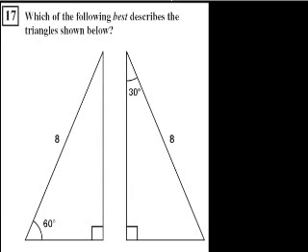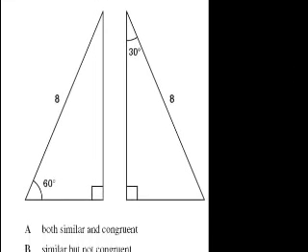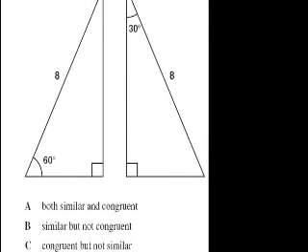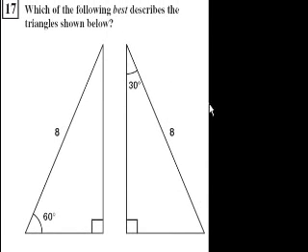All right, we're on problem 17. It says, which of the following best describes the triangles shown below? They want to know, are they similar, are they congruent, etc. So let's think about it a little bit. They tell us that this is a 60-degree angle, this is a 90-degree angle, right? They do this little square thing there that tells us 90-degree angle.